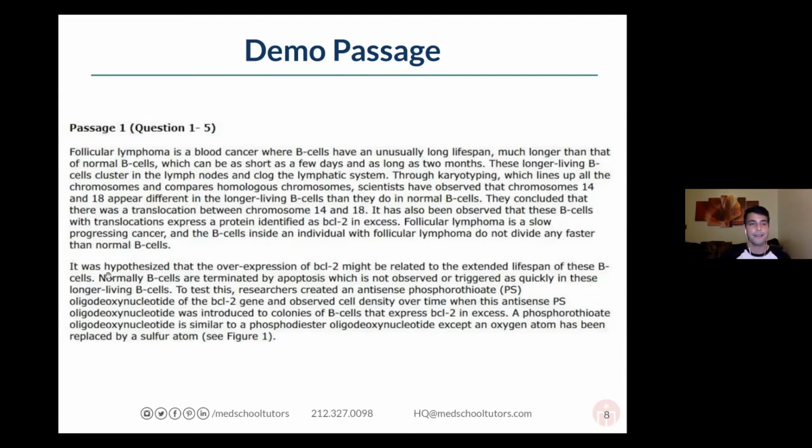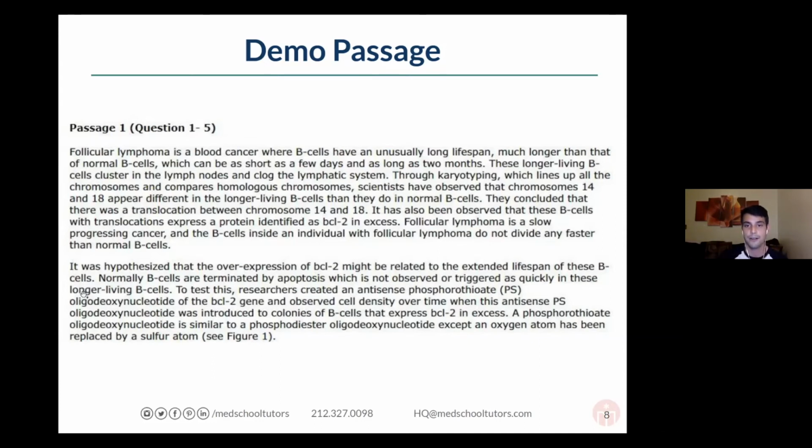Okay. It was hypothesized, so there's the key here, there's the hypothesis and goal in every passage. It was hypothesized that the overexpression of BCL2 might be related to the extended lifespan of these B cells. Normally, B cells are terminated by apoptosis, which is not observed or triggered as quickly in these longer living B cells. So apoptosis doesn't happen the same in these longer living B cells.